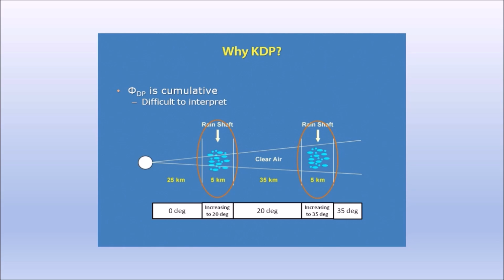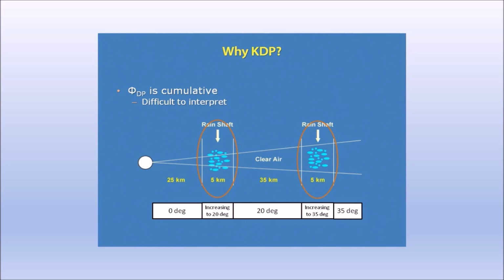After exiting the range shaft, the pulses enter clear air and experience zero additional differential phase shifting. However, those bins in the clear air will show a differential phase shift of 20 degrees because the differential phase shift cannot reset itself along a radial. In the second range shaft, the differential phase shift will increase again, and let's say it increases by 15 degrees. In those bins and any bin further downrange, the differential phase shift will be 35 degrees.